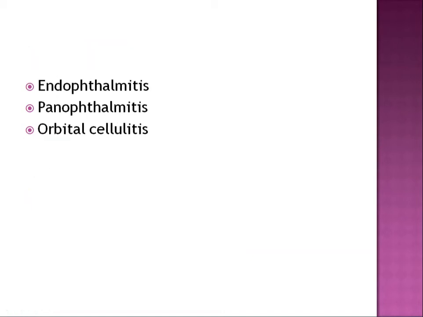Now, having dealt with all the other pathologies of the eye, we'll come to the most dangerous ones. These are endophthalmitis, panophthalmitis, and orbital cellulitis. So how do you differentiate between all of these? Endophthalmitis, all of you know, is a dreaded complication. It can occur spontaneously by any exogenous mechanism, or post-operatively after cataract surgery or any glaucoma surgery.